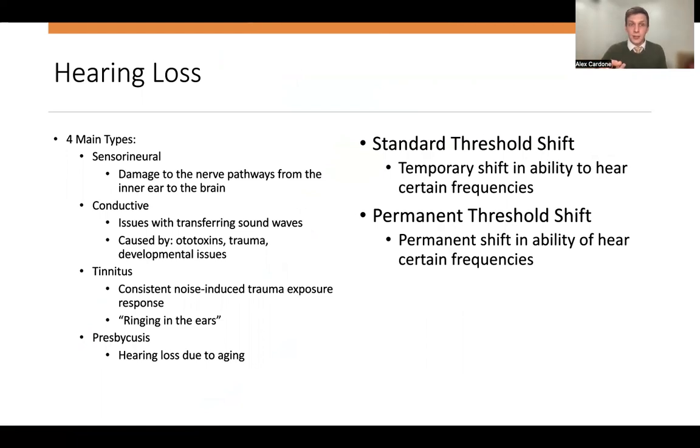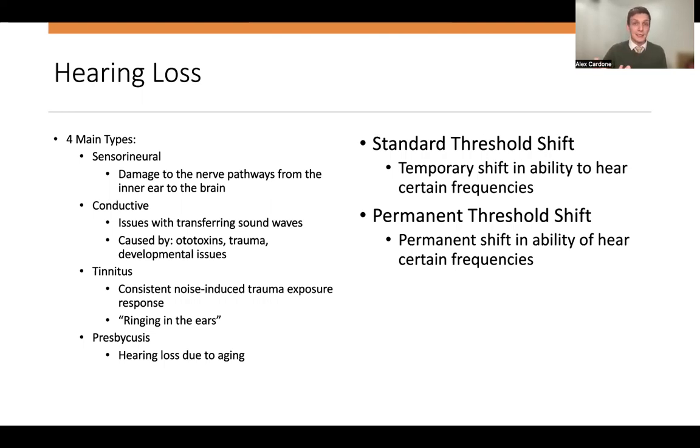There's conductive, which means that it's any issue along either the outer, middle, or inner ear that makes it difficult for sound waves to transfer across the area. Examples, again, are trauma, developmental issues, or ototoxins.